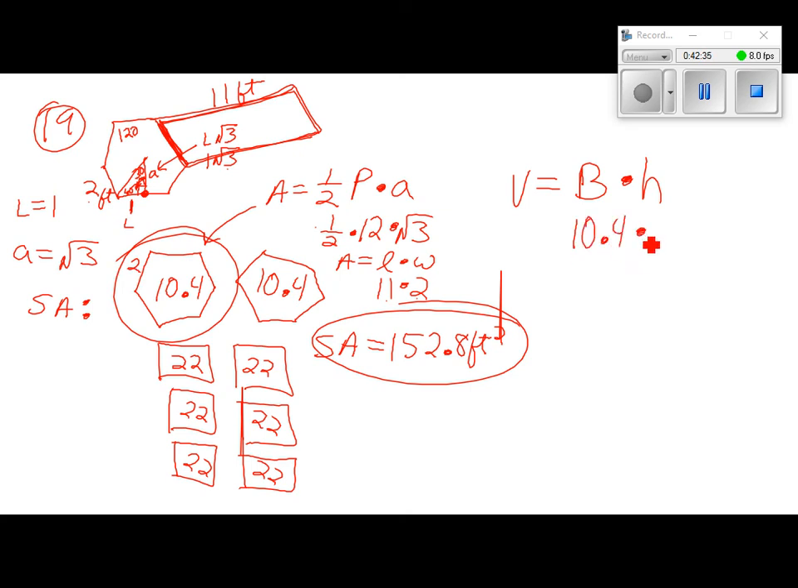Remember, the H, the height, isn't this height. It's the distance from one base to the other. So in this case, it's 11. So we just take 10.4 times 11, and you end up with a volume of 114.4, and your volume's always in cubic units, so it'd be feet cubed.